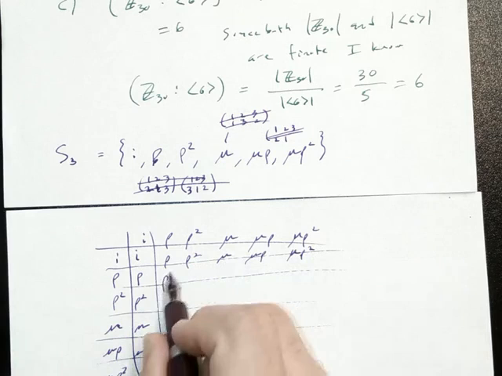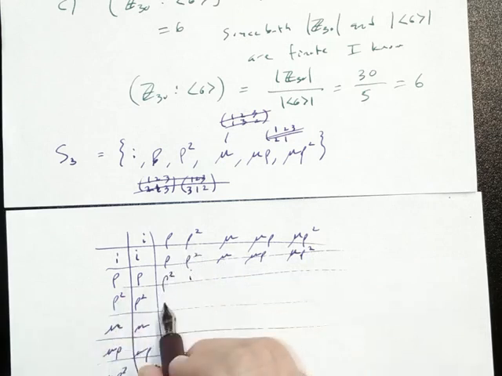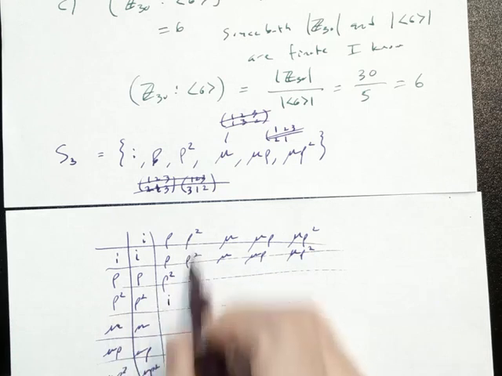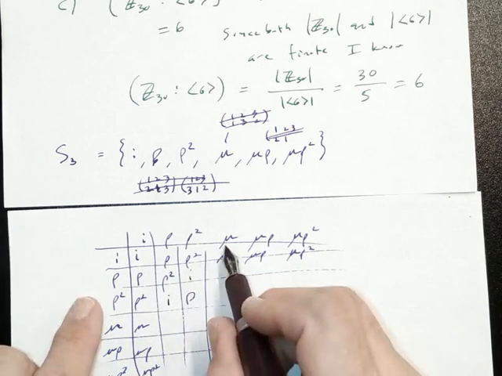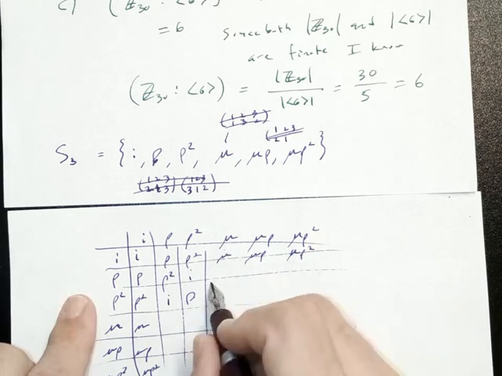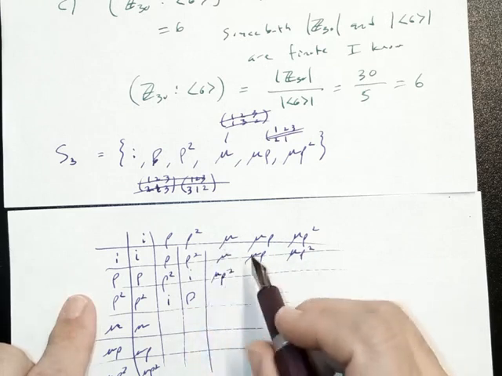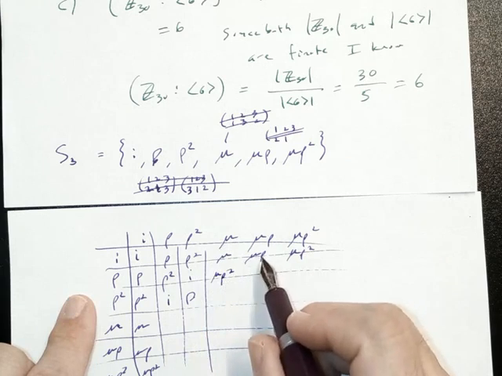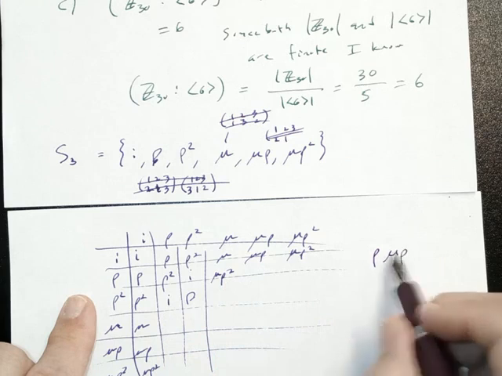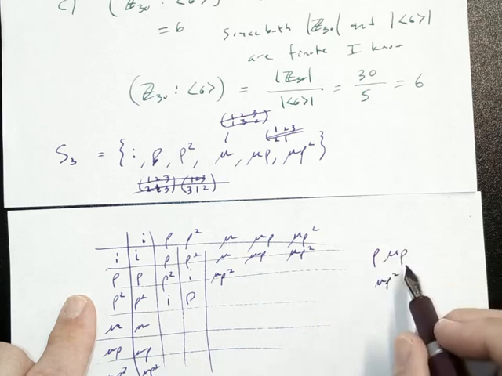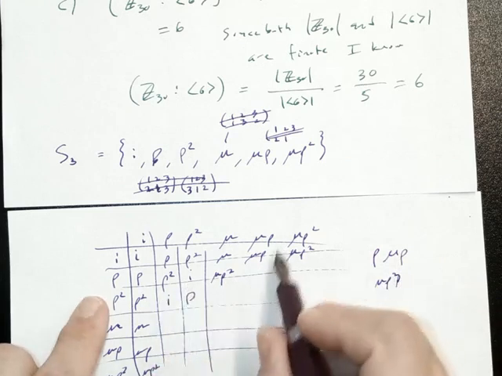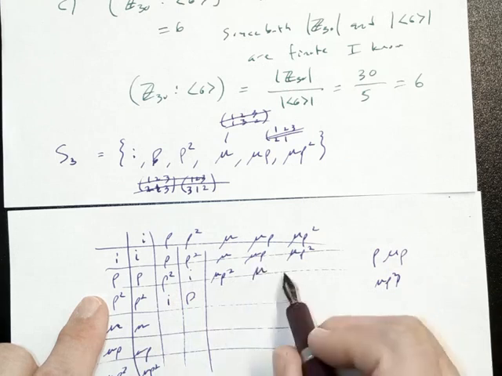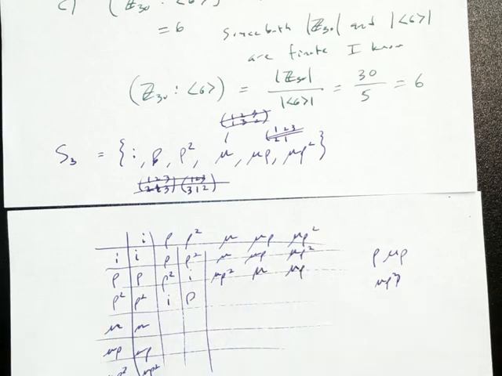Okay, rho times rho is rho squared. Rho times rho squared is the identity. Rho squared times rho is the identity. Rho squared times rho squared is rho. Multiplying rotations is easy. It's when I start doing the mu. Rho times mu, row times column, is mu rho squared. Rho times mu rho is rho mu is mu rho squared. So that's mu rho cubed, but rho cubed was the identity. So that's just mu. And that means this has to be mu rho.